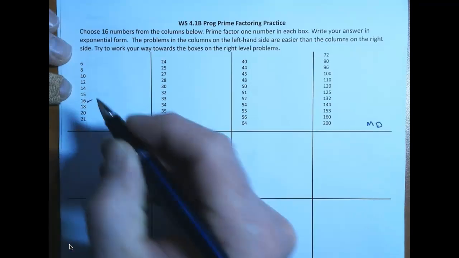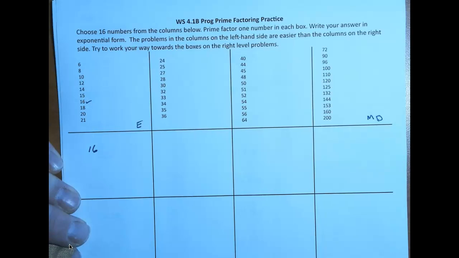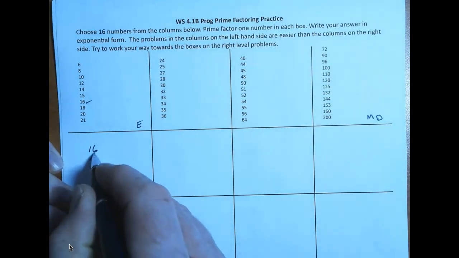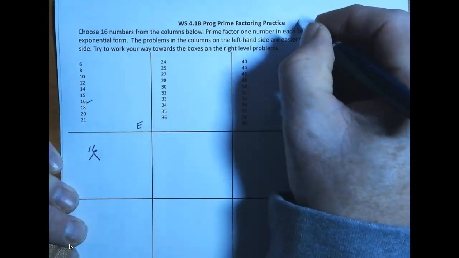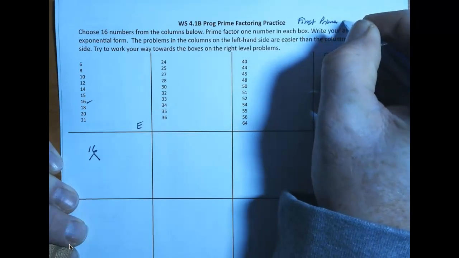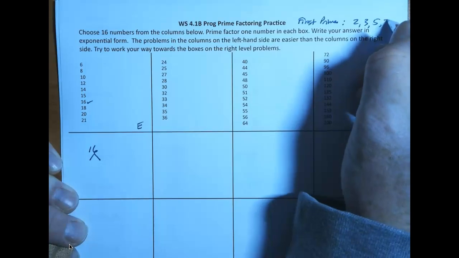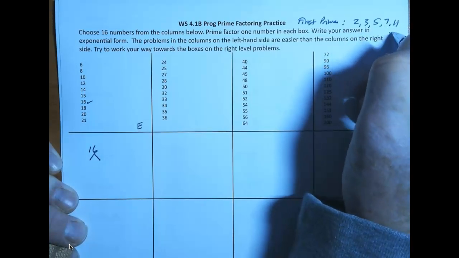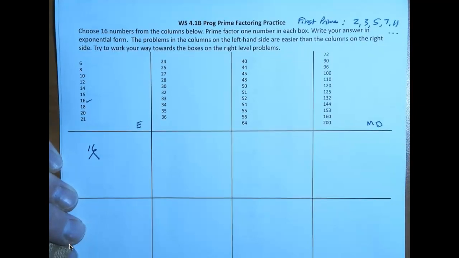16 is a good problem. I'll just do the prime factoring for 16. Prime factoring is where you go down, looking for a string of prime numbers. Let's just put the first primes up here. The first prime numbers are 2, 3, 5, 7, 11. And of course there are many primes. There are 25 primes in the first 100 numbers.